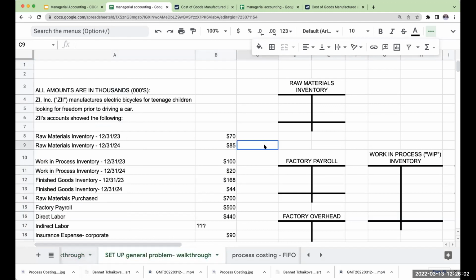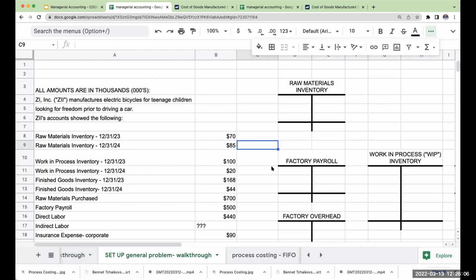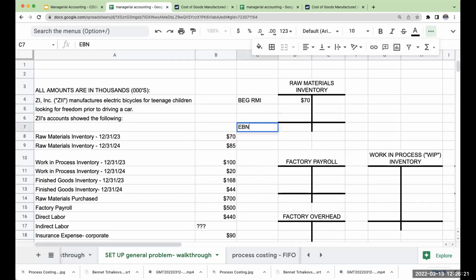Okay, so I went through the last video. I kind of walked you through the question. Now we're just going to go ahead and put the values into the T account. The ending raw materials as of 12/31/23 becomes my beginning for 2024. So my beginning raw materials inventory is going to be at 70. My ending raw materials inventory is going to be at 85.